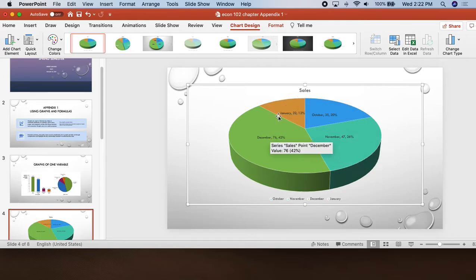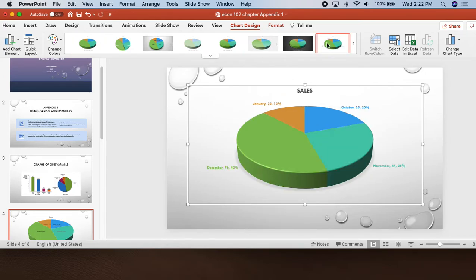So of 100% of the sales that you made in the last 4 months, you did 42% of those sales, 76, back in December. So you can see that. And then you can do different designs. So let's say you want the numbers on the outside, and that's how you would do that.